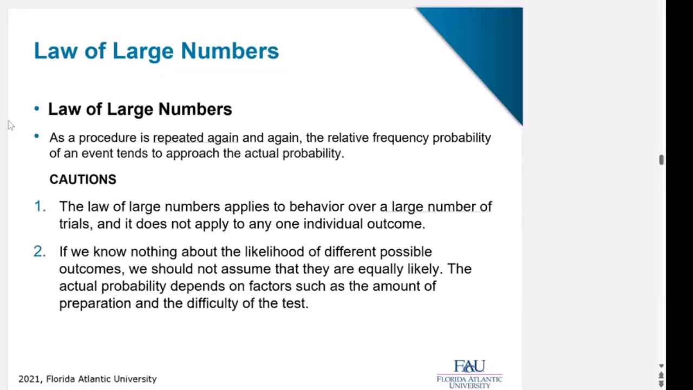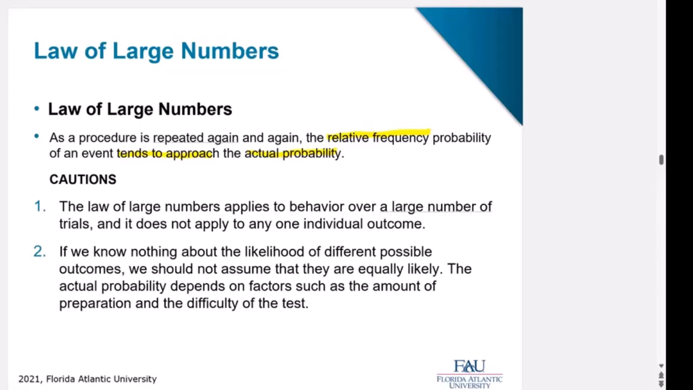The more times we do things, the closer our observed value approaches the actual probability that we're expecting. Our relative frequency tends to approach the actual probability. If I tossed a coin 1 billion times, I should get 500 million heads and 500 million tails.